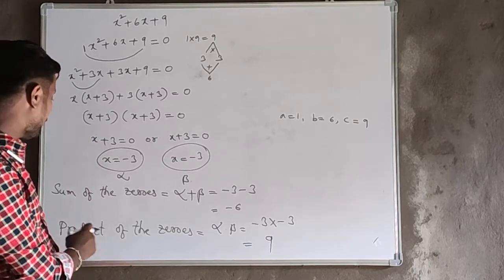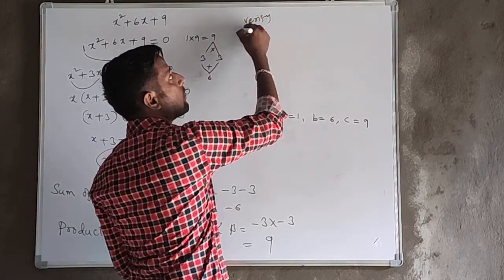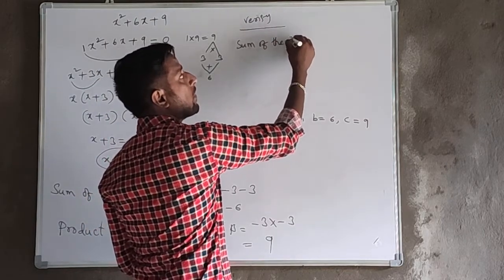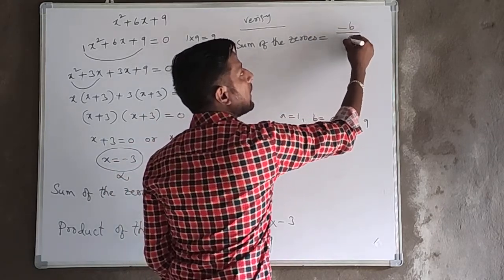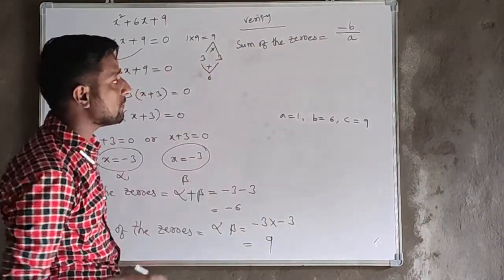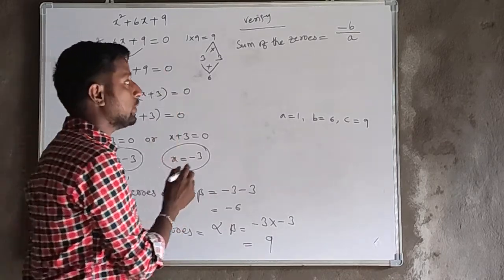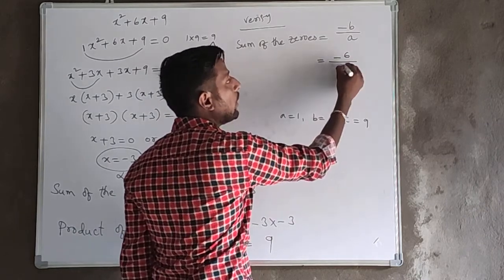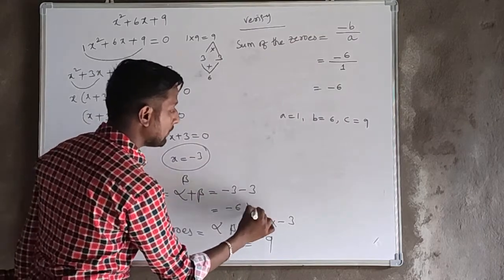Now verify the sum of the zeros. The sum of the zeros formula is minus b by a. Look at minus b. B value is 6, and we have a minus, no? So we'll write minus 6 by a value 1. So the answer overall is minus 6. So here also we got minus 6.